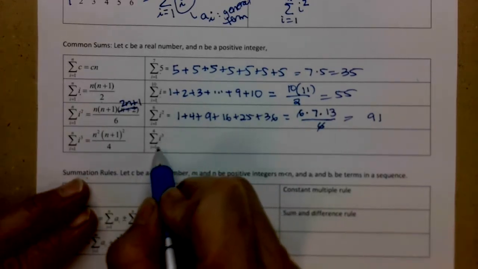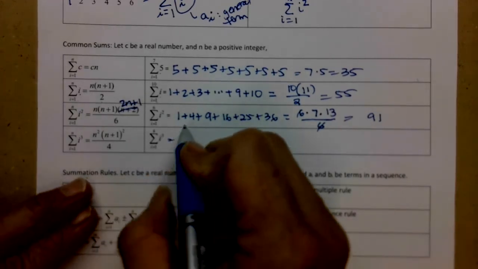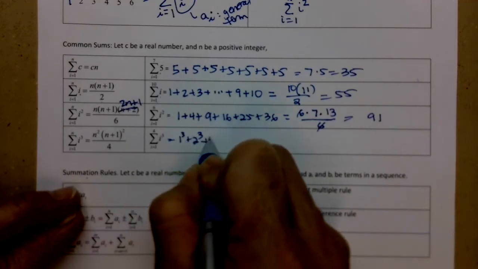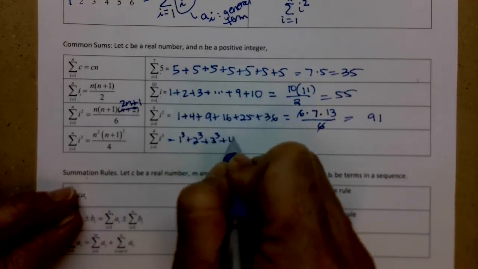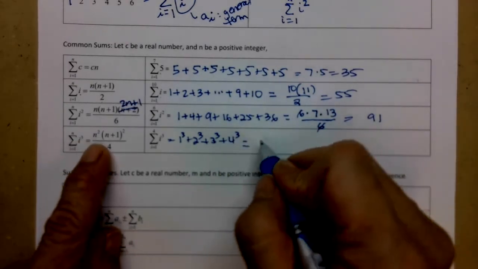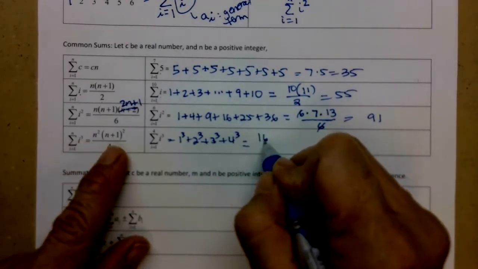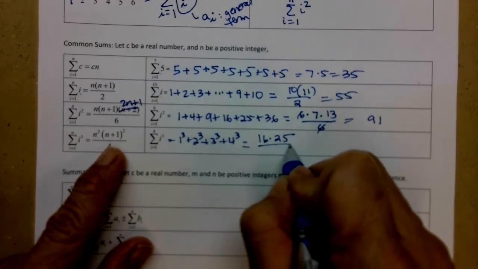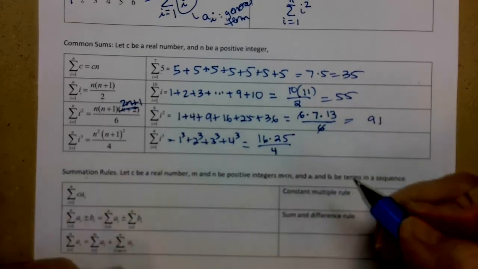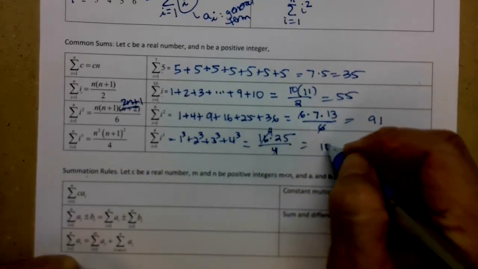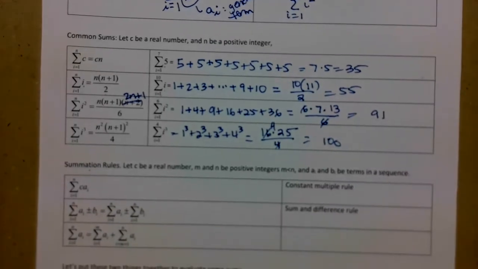Here we go. Summing up the i cubes from 1 to 4. So again, writing it out. So it's 1 cubed plus 2 cubed plus 3 cubed plus 4 cubed. Okay, so what is that going to be? It's going to be 4 squared, so 16, times 5 squared, 25, all over 4. Cool. Reduce, multiply, 100 it looks like.